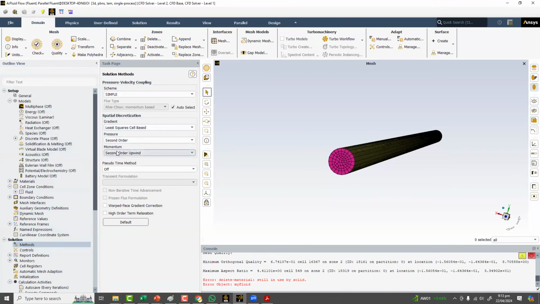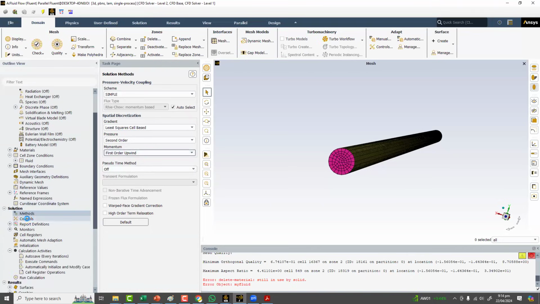And please keep in mind that the momentum equation should always be solved with the second order upwind scheme for the final solution. But in case you have difficulties in solution convergence, you can start in the beginning with the first order scheme for the first 10, 20, 30 iterations, then switch back to the second order upwind scheme. For example, right now I'm choosing the first order upwind scheme. After 10 iterations, I will switch back to the second order scheme here.